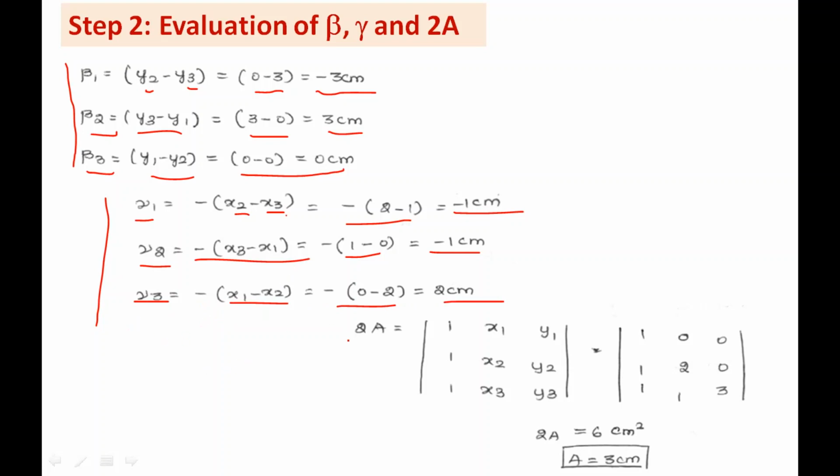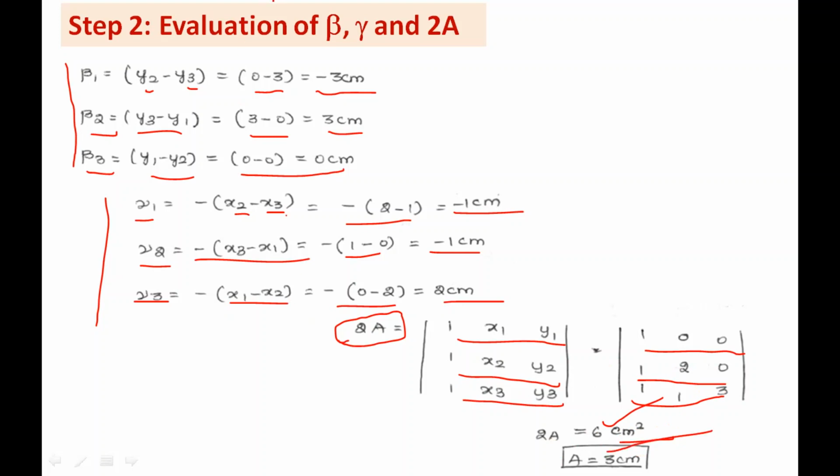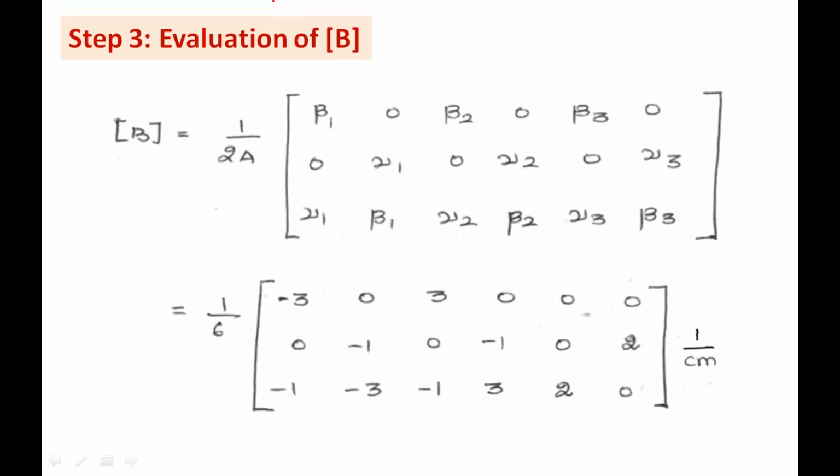Next we have to evaluate 2A. So 2A is nothing but the determinant of the coordinate matrix. So this is the coordinate matrix: 1 x1 y1, 1 x2 y2, 1 x3 y3. Here we are substituting the coordinate values: 1 0 0, 1 2 0, 1 1 3. So we can easily evaluate this. 2A is equal to 6 centimeter square. So area A is 3 centimeter square. Now using this beta, gamma and 2A value, we can establish the B matrix.